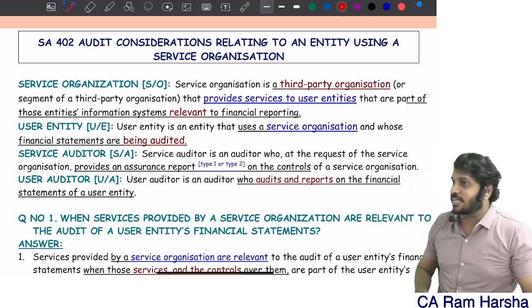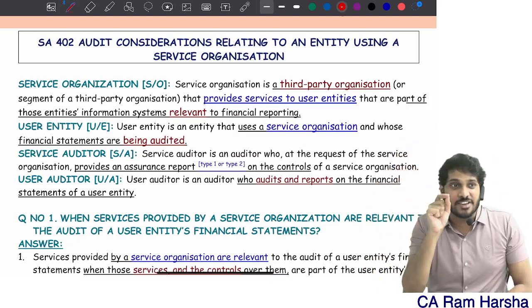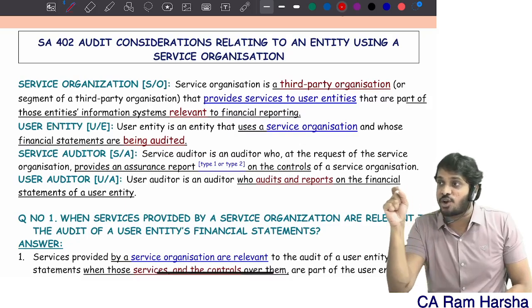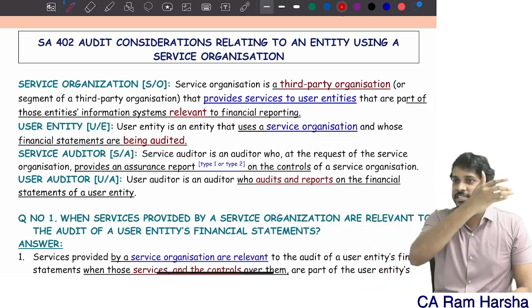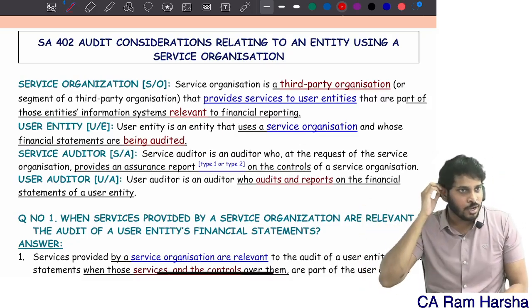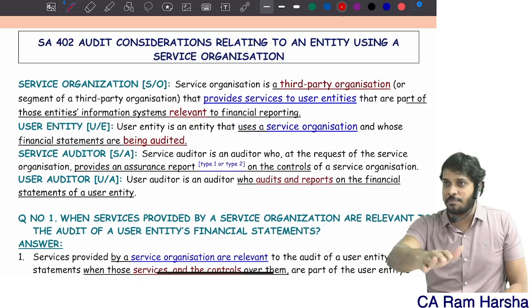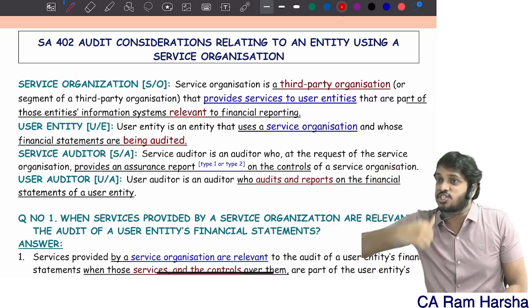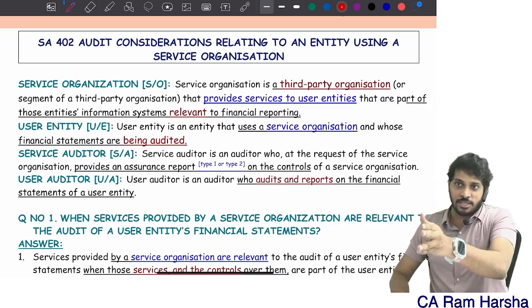Management of the service organization will give all these assertions in which document? The service organization's description of system. In the document, they described all this. The document is sent to you. Dear Hindustan Unilever auditor, don't worry. These are the controls we designed. These are the controls we implemented. This is suitable. Who gave this document? Management gave.